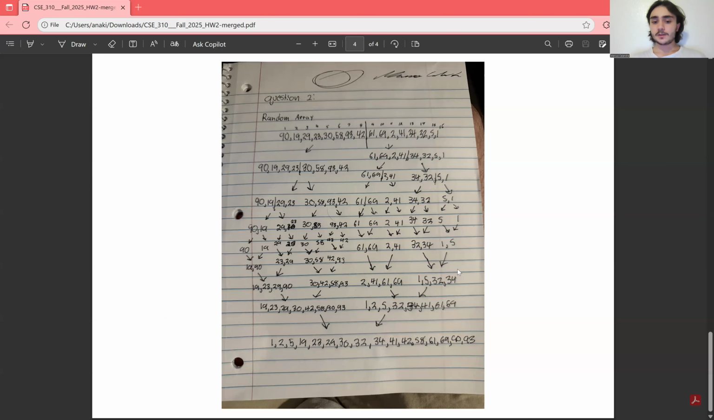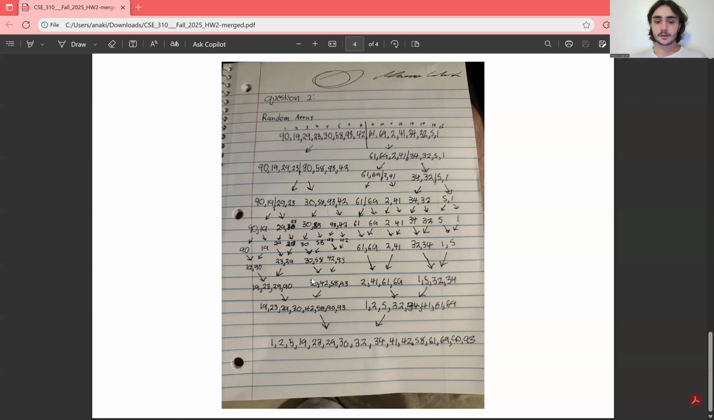And then we just do this process again on a larger scale. Is 19 bigger than 30? No, 19. And then go up one. Is 23 bigger than 30? No. So then 23. Is 29 bigger than 30? Once again, no, it is not. So we get 29, sorry. And then is 90 bigger than 30? It is. So we get 30.